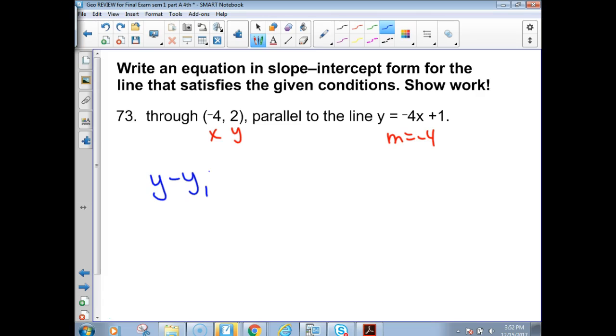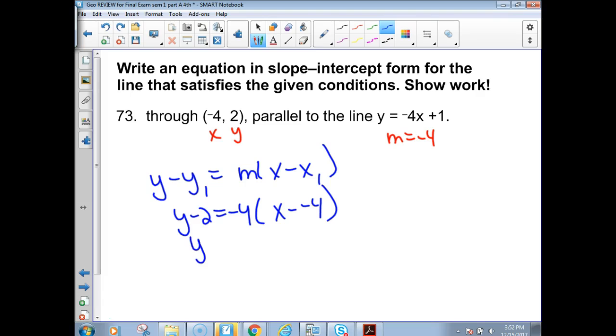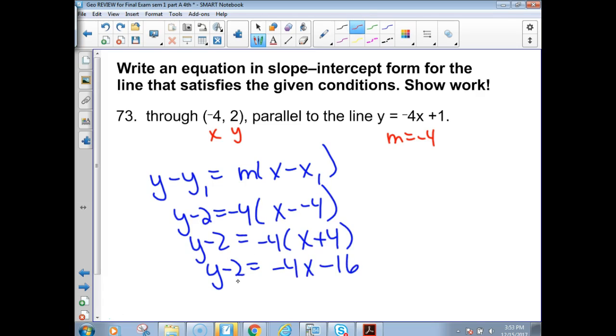The format is y minus y1 equals m times x minus x1. That is the point slope formula. So I put in the point, get y minus 2 equals m is -4 times x minus -4. I get y minus 2 equals -4 times x plus 4, simplifying. Distribute the -4, we get -4x minus 16. And then finally, to get it in slope-intercept form, we would have to add 2. That gives me y equals -4 times x minus 14.